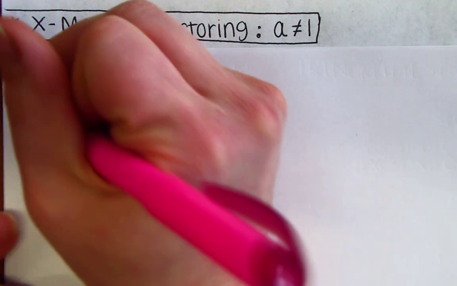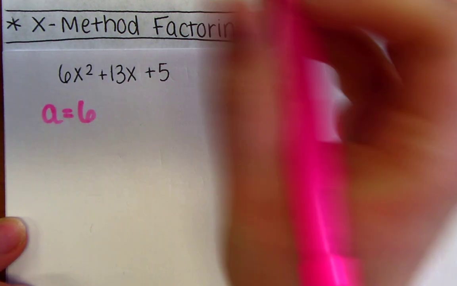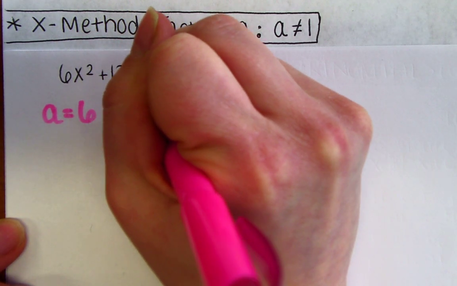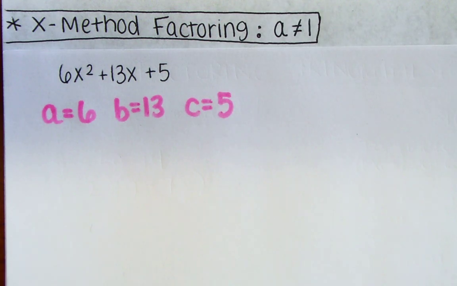So the first thing you're going to do is write down what A, B, and C are. A is 6, B is 13, and C is 5. Now, in our case, all of these numbers are positive, but we follow the same rules that we followed for the basic factoring as well. So if you're working on one that has negative numbers in it, you're just going to follow the same rules for our signs as before. Those apply to both.